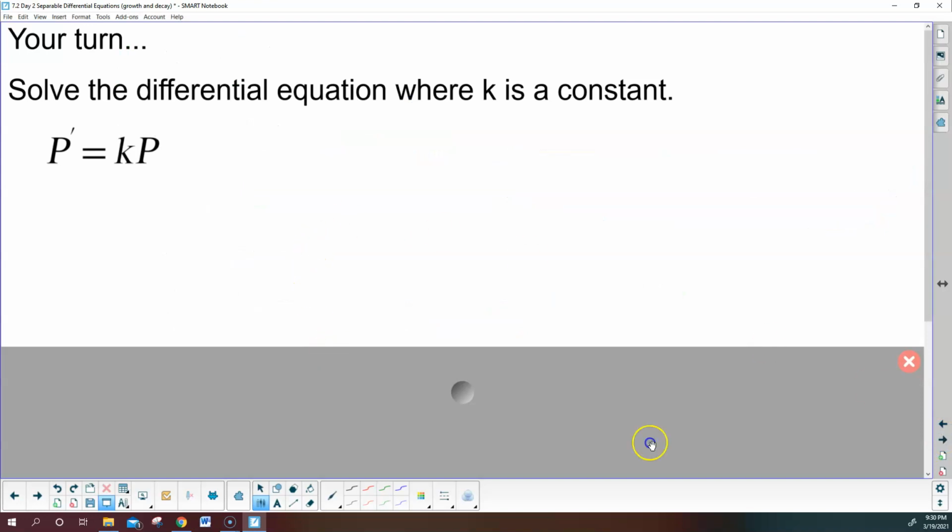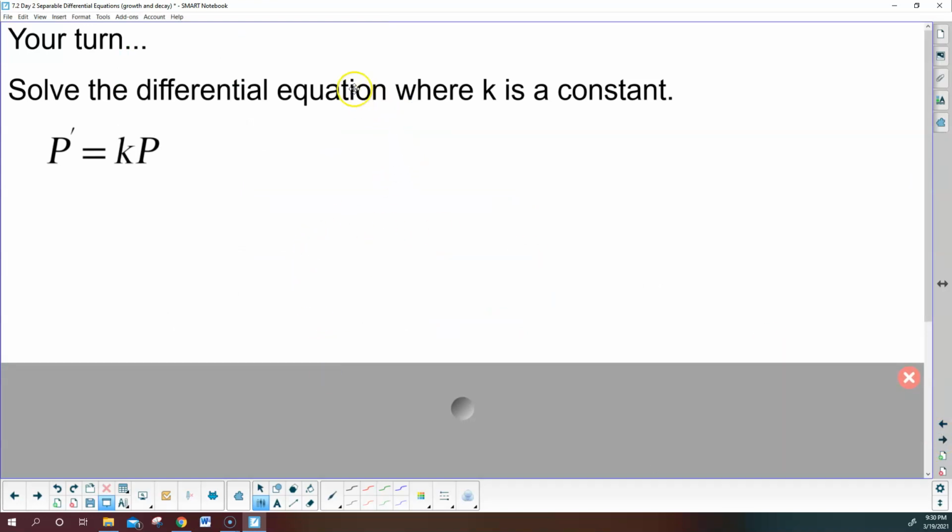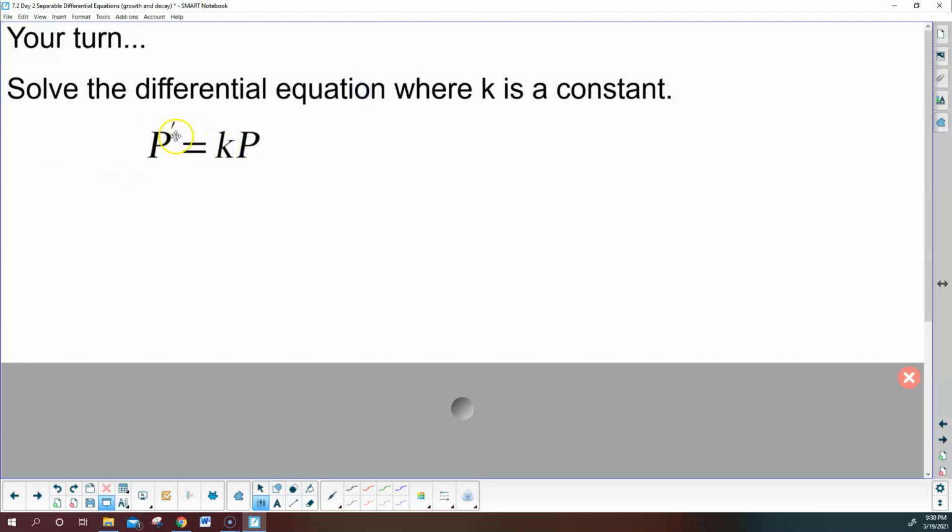All right, I got a special one for you here that I want you to try. And I'll give you one hint because this is kind of tricky. P prime equals k times p. Now what this means is the rate of change of p is directly proportional to the amount of p present in itself. And that may ring a bell, may not.